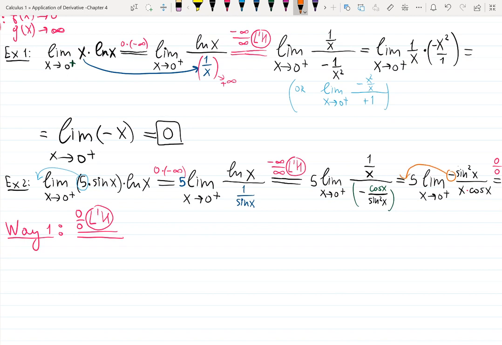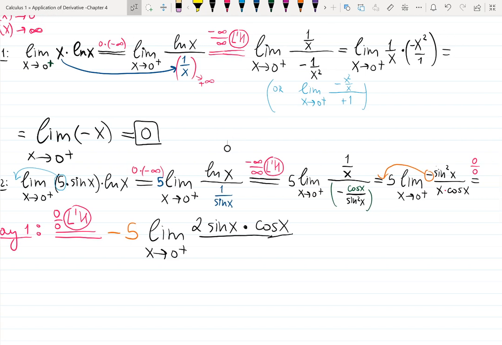Let me kick it out outside of the limit. So negative 5 now is outside the limit as x approaches 0 plus. Now, sine squared becomes 2 sine x to the first power times the derivative of the function inside, which is cosine x, and that is all for the top. The bottom part is product rule.